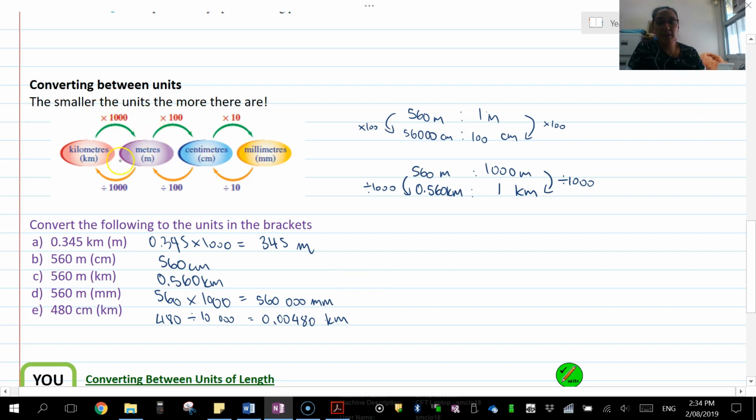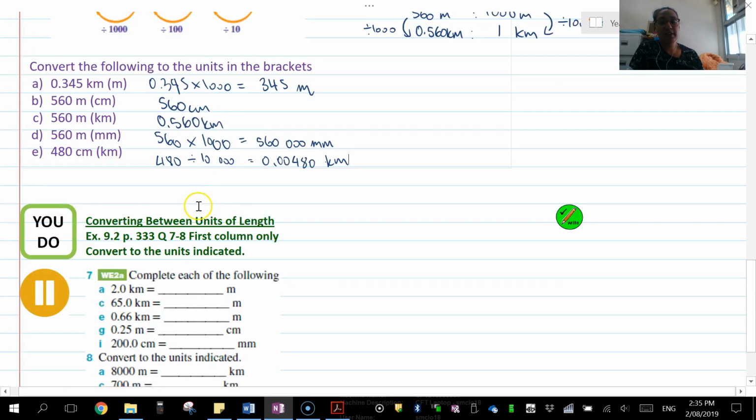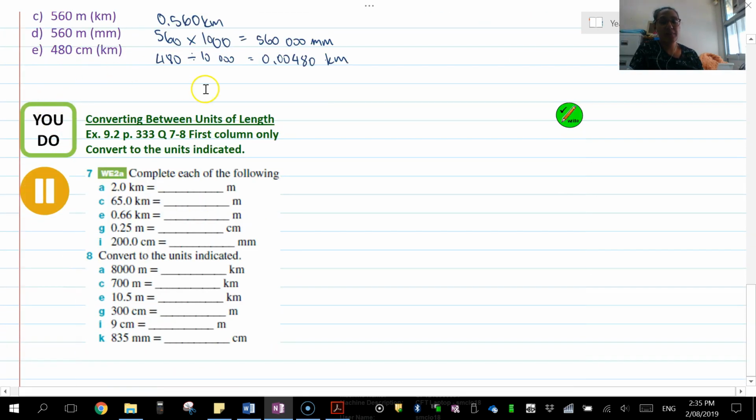If it helps, definitely draw this and then refer back to it as you go through your conversions. The more you do, the less you'll have to rely on that table and the better you'll feel about this. Okay, so here's an opportunity to practice your converting between different units of length.